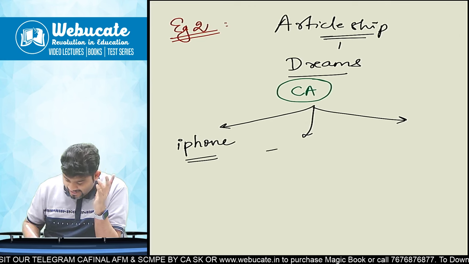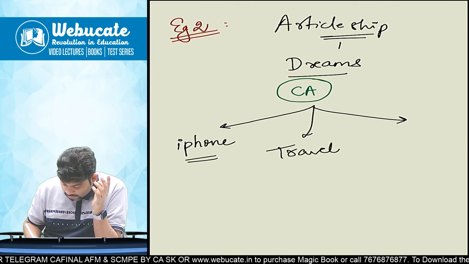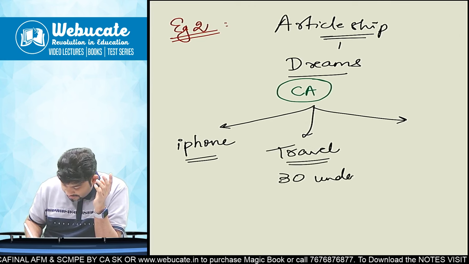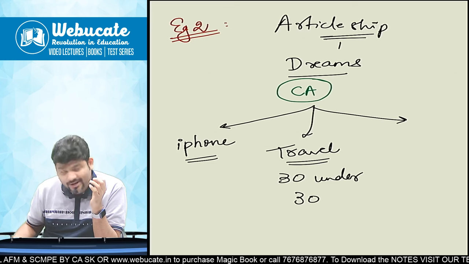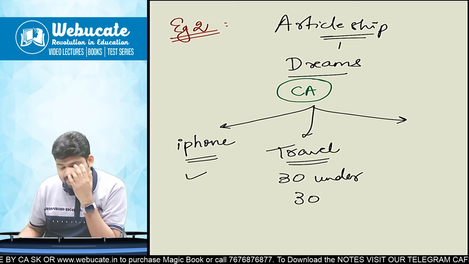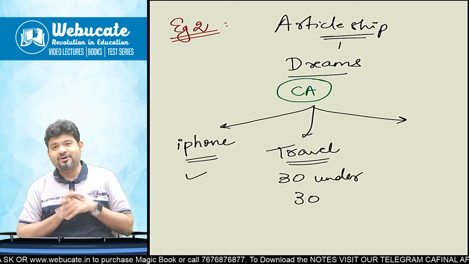Second, I am a big travel buff. So I want to travel 30 countries under 30 age. 30 under 30 is what I call it. And the third is, I took an iPhone as soon as my CA got completed and I got placed in JP Morgan.